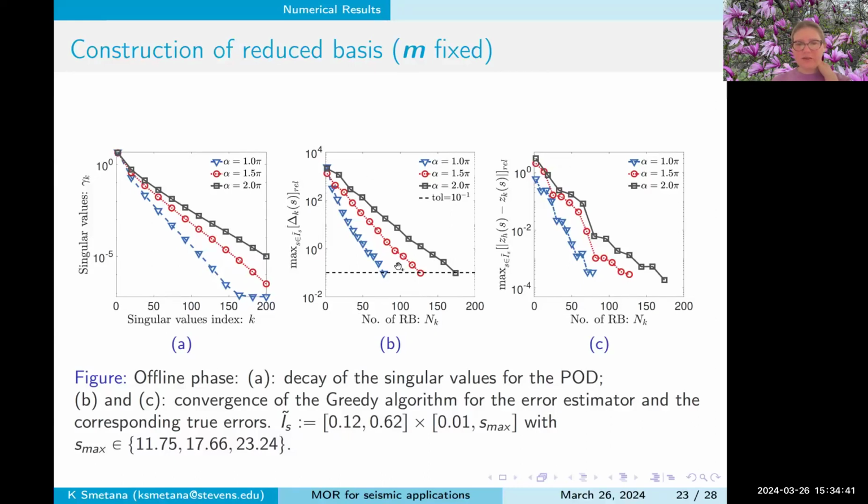And then you see here in the middle the convergence of the greedy algorithm where you use the error estimator, and on the right the convergence of the greedy algorithm where you use the true error in the seismograms. And you see the error estimator overestimates the error to some extent, but in principle, the convergence is very similar.